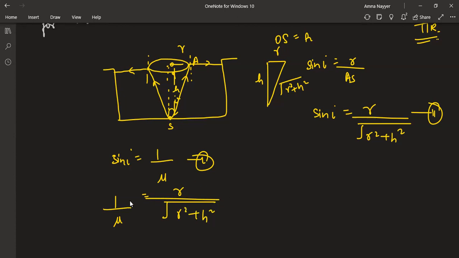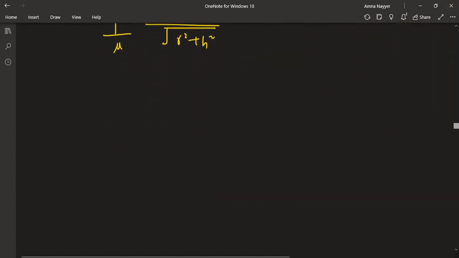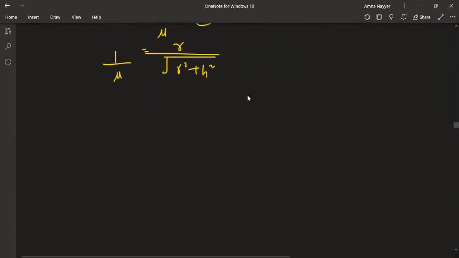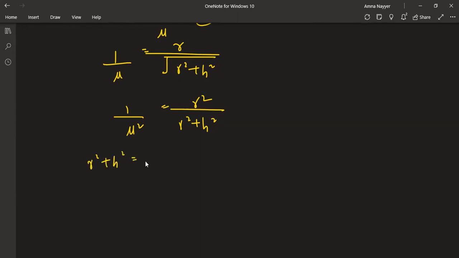Now we just have to simplify this. Wherever you see the roots, just square both sides. If you square it, 1 by mu square is equal to R square by R square plus H square. So R square plus H square will be mu square R square. From here, H square will be mu square R square minus R square. Take R square common, that makes it mu square minus 1.